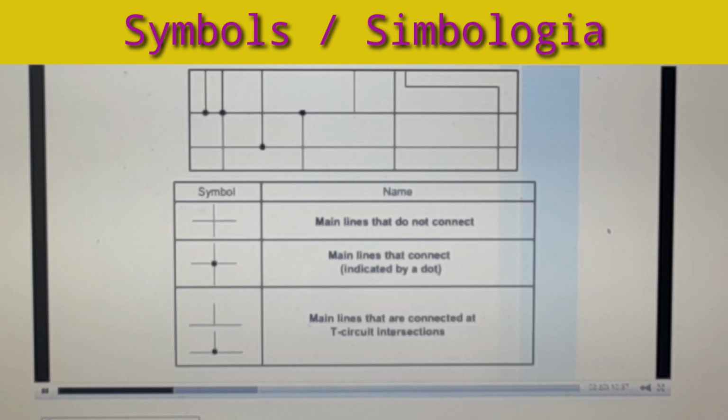In hydraulic schematics, there will be lines that cross each other. To determine if the lines are connected, look for a small dot at the intersection point. If a dot does not appear, the lines are not connected. If there is a dot in the middle of the intersection, then the lines are connected. When a line branches off another line, it is referred to as a T-circuit and they are connected whether a dot is present or not. Looking at the graphic above, can you determine what lines connect and which ones don't?